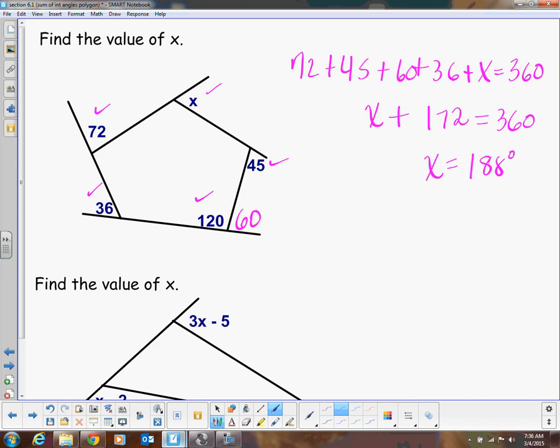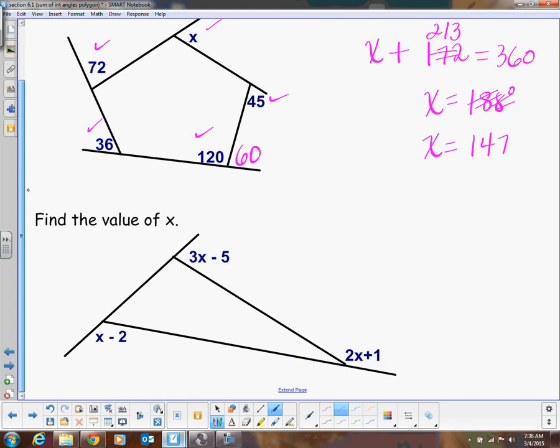188? Okay, so I wrote a bad problem. Can you really have an angle that's 188 degrees? No, actually, when you add them all together, it's 213. Okay, 213. What's 360 minus 213? Okay, that's better. Okay, what are you going to do if they're x's?